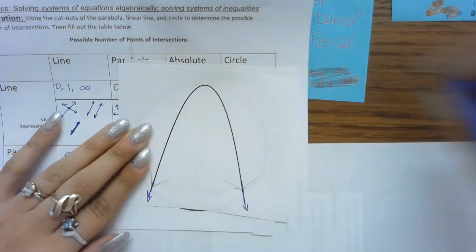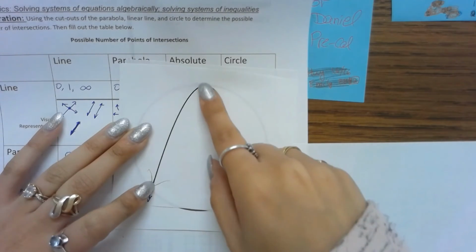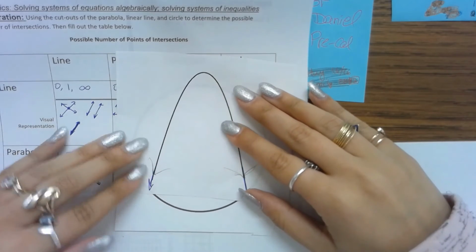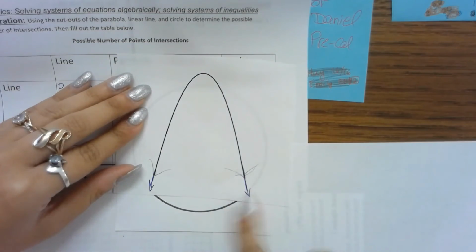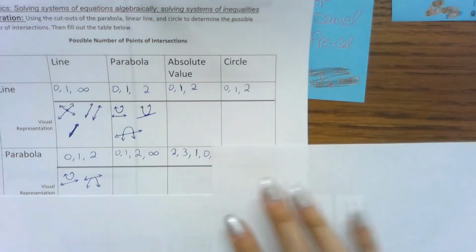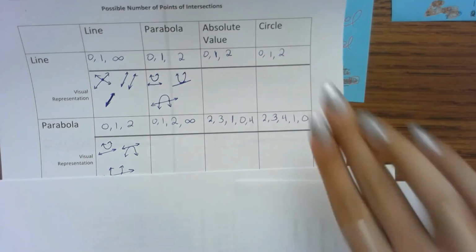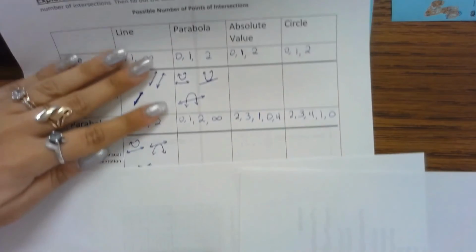Parabolas go up or down to infinity, which means I can extend it and hit it 3 times. Or if I go just a little further up, I can intersect it at 1, 2, 3, and 4 points, which means I can have 2, 3, 4, 1, or no points of intersection, or no solutions when it comes to parabolas and circles. Okay.